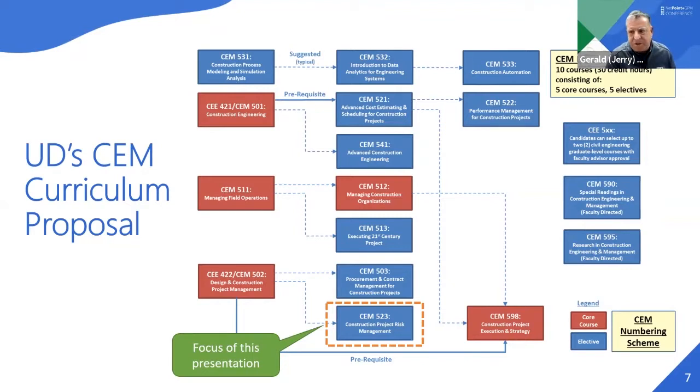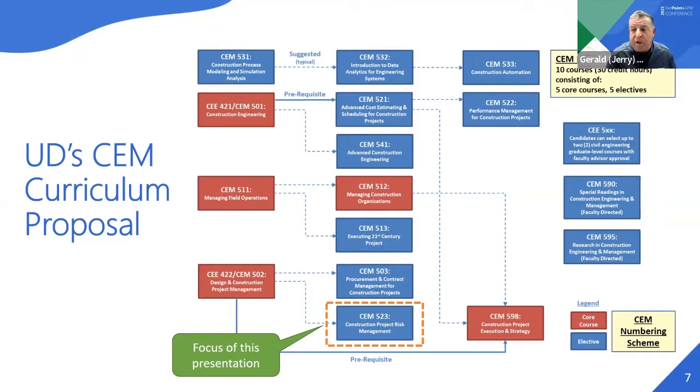This is what I call CEM 523. That's going to be the number of the course when we actually go into a CEM mode, when the actual program is in place. Right now, all the courses are under the umbrella of a construction engineering curriculum with a concentration in construction engineering management. That's the transition we currently are under. So this is an elective course in the scheme of our proposed curriculum.